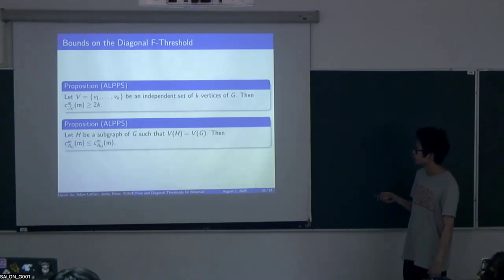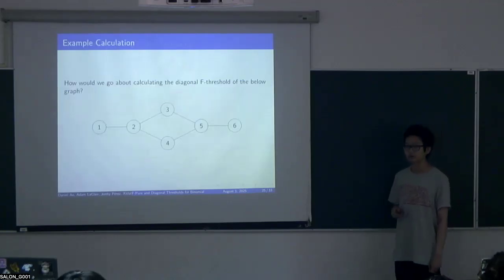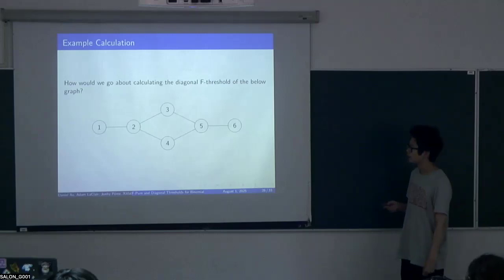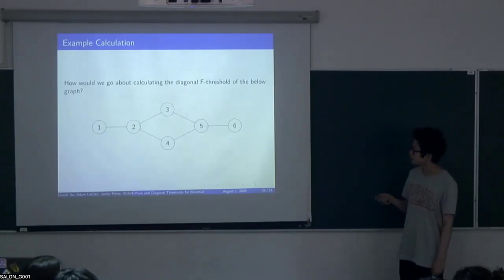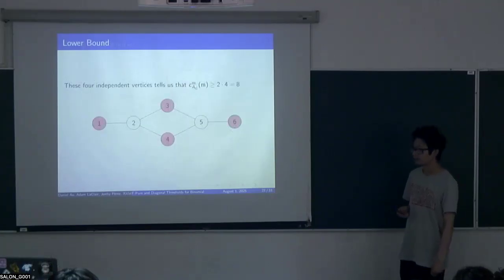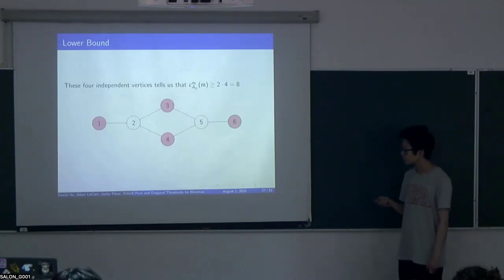So for a concrete example of that, let's consider this graph on 6 vertices. To get a lower bound for the diagonal F threshold, we want to look at independent subsets of the vertices. So for this graph, the largest independent set will consist of these 4 vertices, 1, 3, 4, and 6. And of course, there are no edges between any 2 vertices in this set, so this is an independent set of size 4, and this gives us a lower bound of 2 times 4, which is 8.